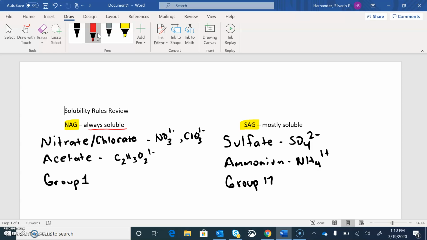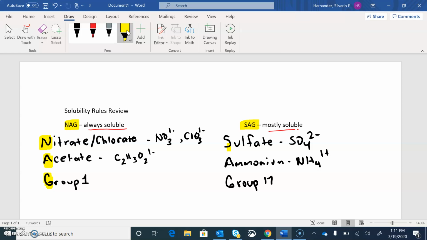If we look at SAG, they are mostly soluble, but they do have a few exceptions, and we're going to talk about that as we go through this lesson. So let's focus in on the NAG part. Looking at the NAG, the N stands for nitrate, and I also included chlorate there. So nitrate, chlorate, and there are the two ions. Acetate, there's the ion for the acetate, and then we have group 1. So group 1, just like you see it on the periodic table, includes everything in that group except for hydrogen. Hydrogen is not part of group 1 as far as these rules are concerned.